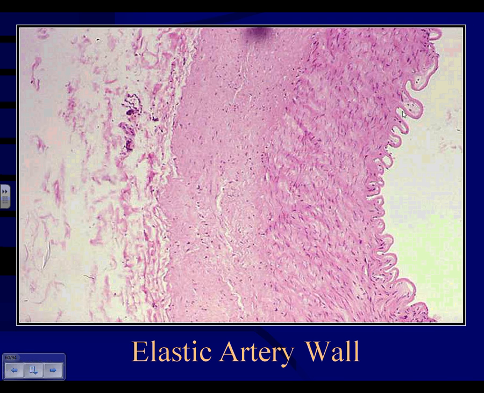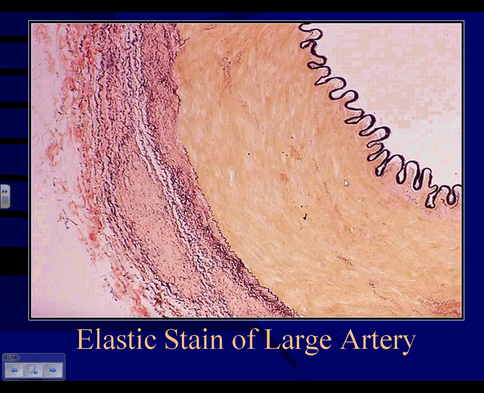An elastic artery wall. So this is the lumen of the blood vessel. The lumen is the opening to anything. This is where the red blood cells would be. And this dense, wavy connective tissue, this is the artery wall. We can do an elastic stain and highlight the elastin.